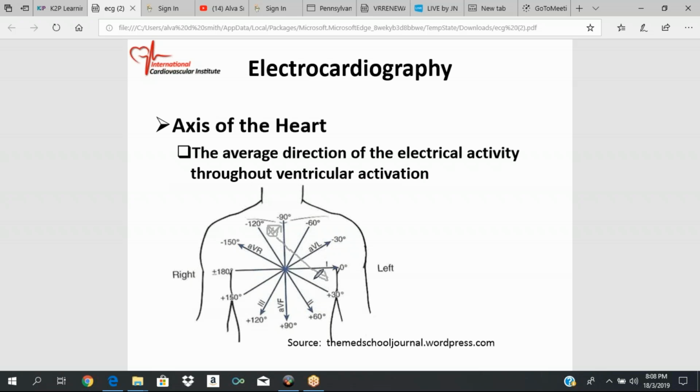And that's why we study it, because it's very important. If the axis is not in the right direction, then that can tell you that there's something wrong with the heart. If the electrical activity is not in the proper direction, then that will tell you that there is something wrong with the heart. Okay, so now you know the definition of the axis.